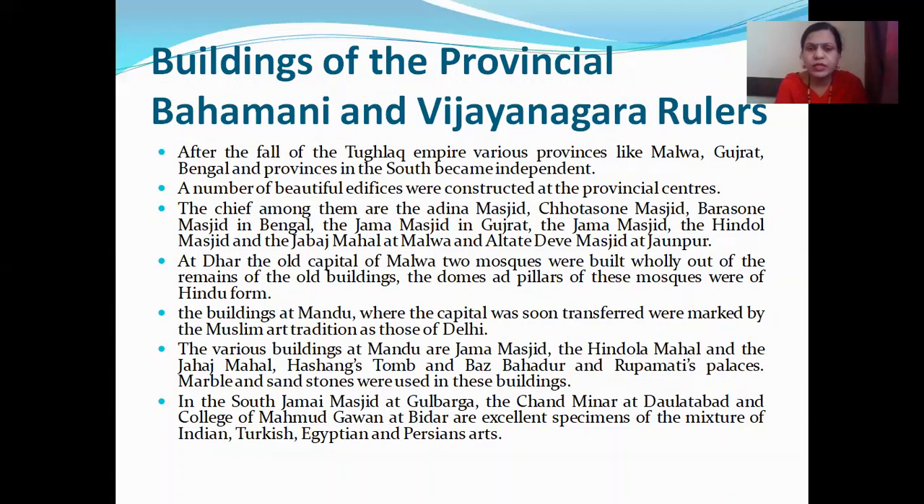At Dar, the old capital of Malwa, two mosques were built fully out of the remains of old buildings. The domes and the pillars of these mosques were of Hindu form. The buildings at Mandu, where the capital was soon transferred, were marked by Muslim traditions as those of Delhi.